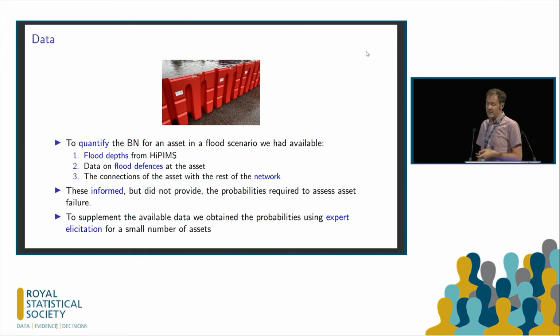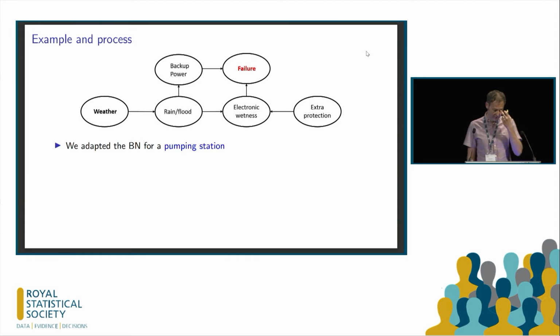And so to supplement the data that we had, we fell on experts again, and we did some probability elicitation in order to populate that Bayesian network for a small number of assets in a small number of flooding scenarios. And so I'm going to give a case study now of one of these elicitations that we carried out to give you a flavor of how these things worked. So the example is a water pumping station. So it's an asset owned by Anglian Water.